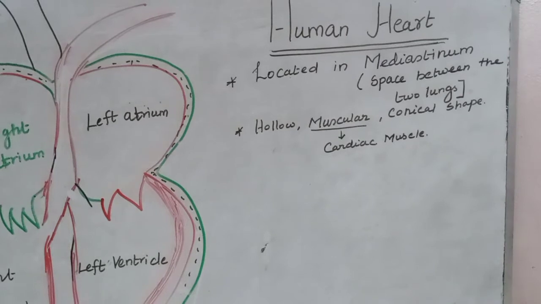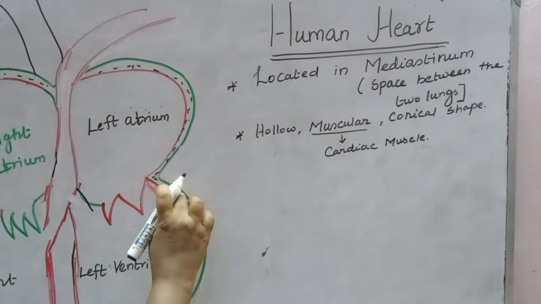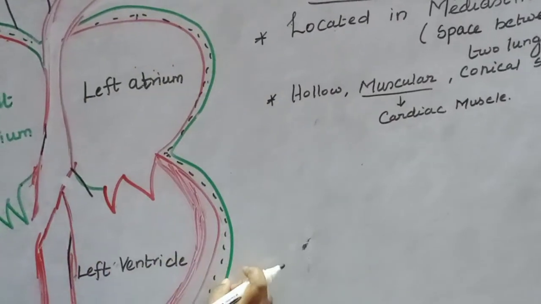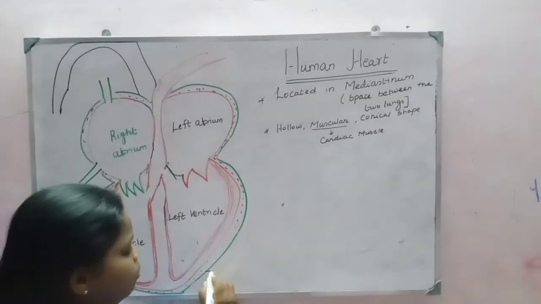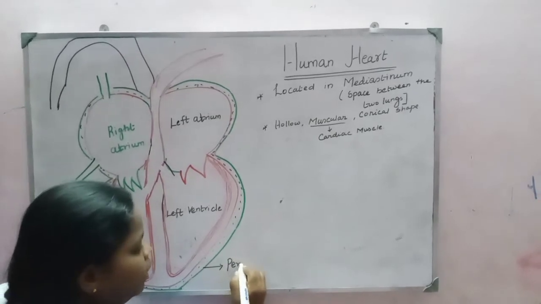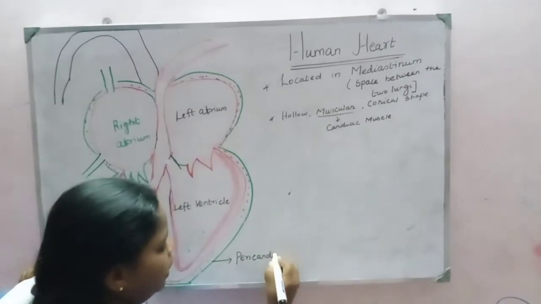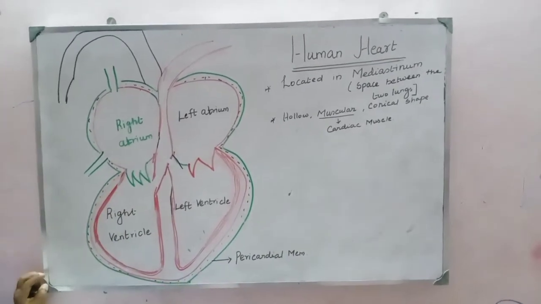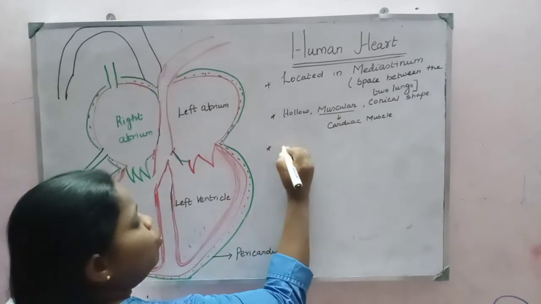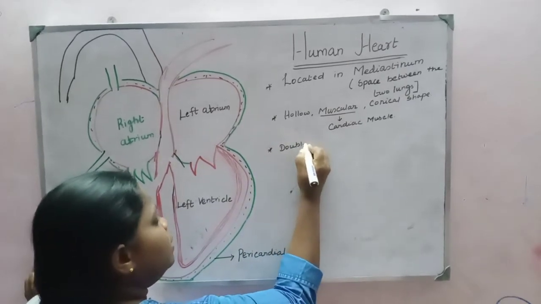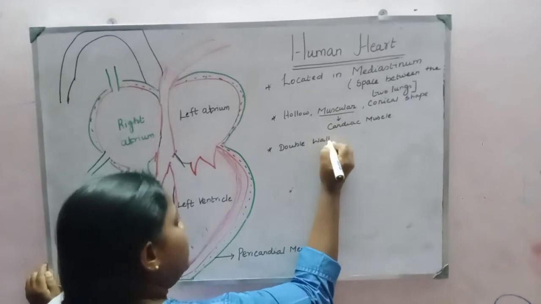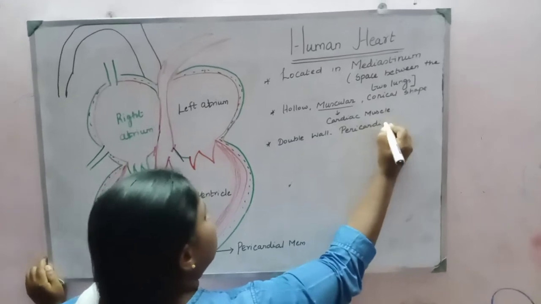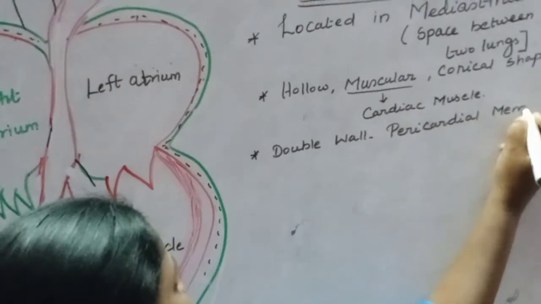Then it is enclosed by a double wall membrane. The heart is enclosed by a double membrane, right? This membrane is called the pericardial membrane. The heart is enclosed by the double wall membrane that is called the pericardial membrane.